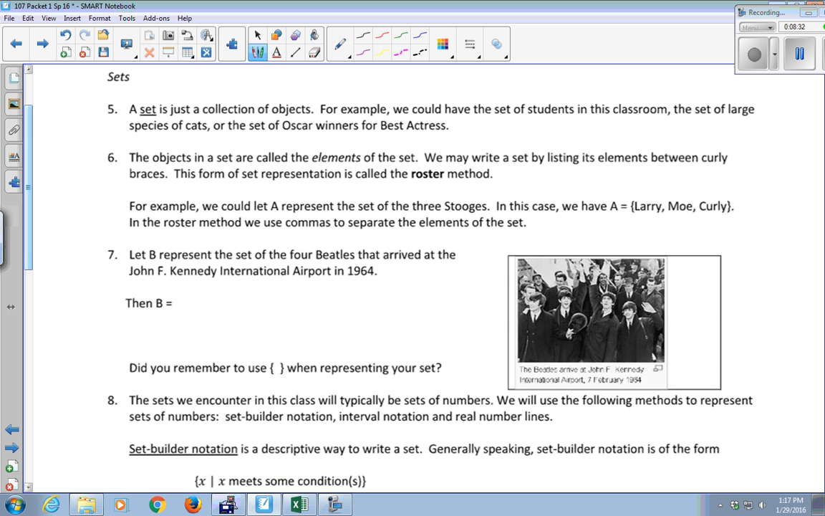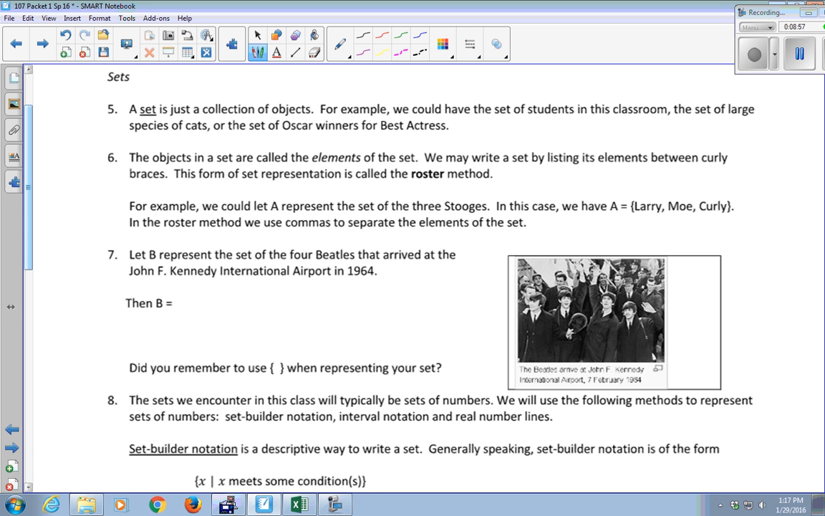All right, so we're going to make a transition to a slightly different topic here. We're going to talk about sets. And a set is just a collection of objects. So for example, we could have the set of students in this classroom, the set of large species of cats, the set of Oscar winners for Best Actress. The objects in a set are called the elements of the set, and we might write a set by listing its elements between curly braces.